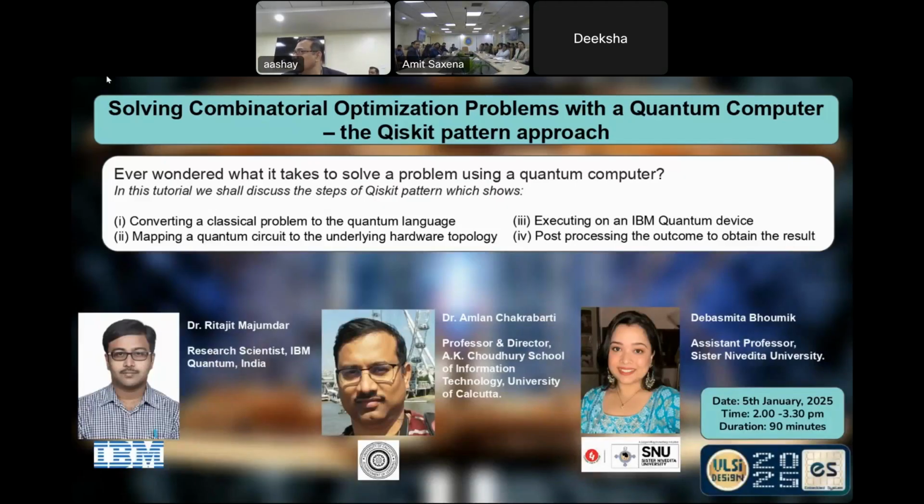Ritojit is not my PhD student, but he did his PhD with me, with my PhD student, and he's also I think maybe the second last student of my supervisor, Professor Susmita Sur-Kolay. Devashmita is also I think maybe the last student in quantum computing under Professor Susmita Sur-Kolay's supervision. So she has also worked with me a bit. But now we three are, these are my students actually in that sense.